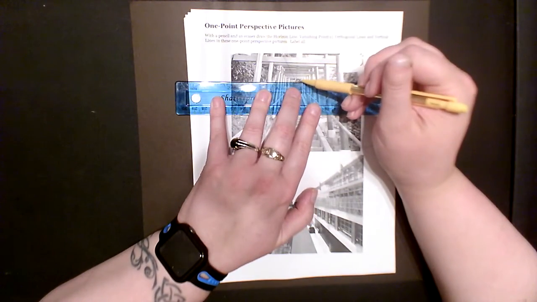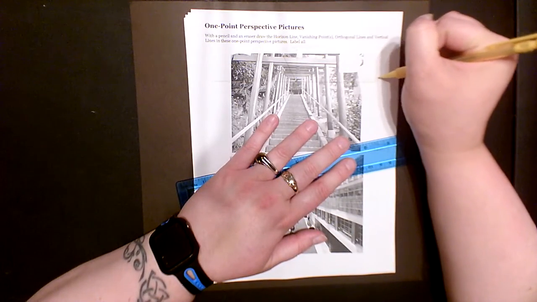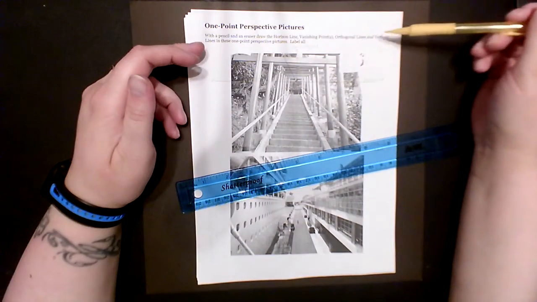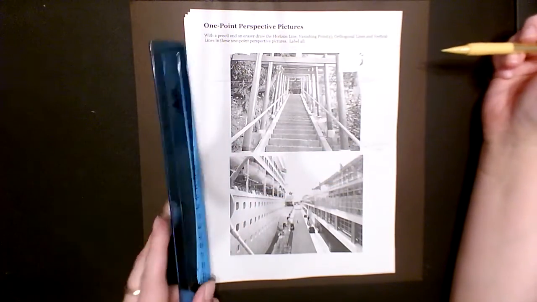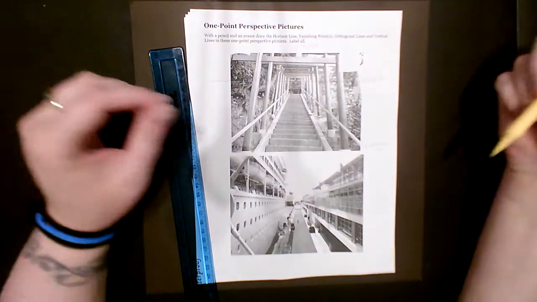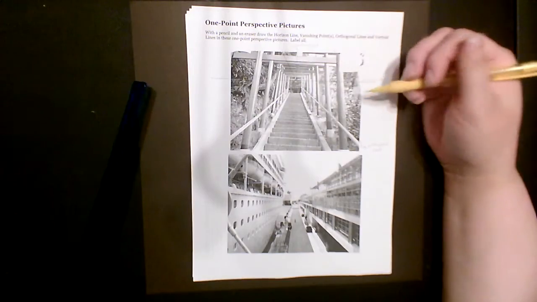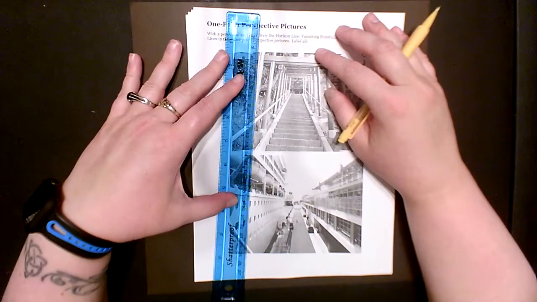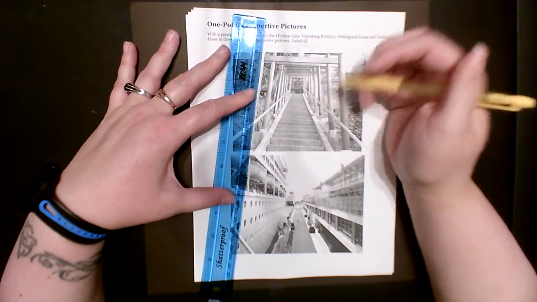So your vanishing point will be along your horizon line. Now, remember our vertical lines are perpendicular to our horizon line. So our horizontal lines, like the stairs that are going side by side, are parallel to our horizon line. So they go side by side, or side to side. Our vertical lines are perpendicular. Now in this photo they don't look quite perpendicular, but these are our vertical lines.